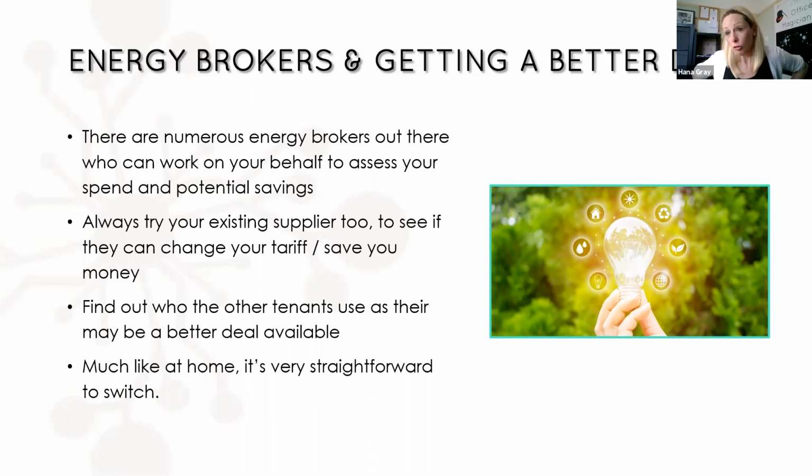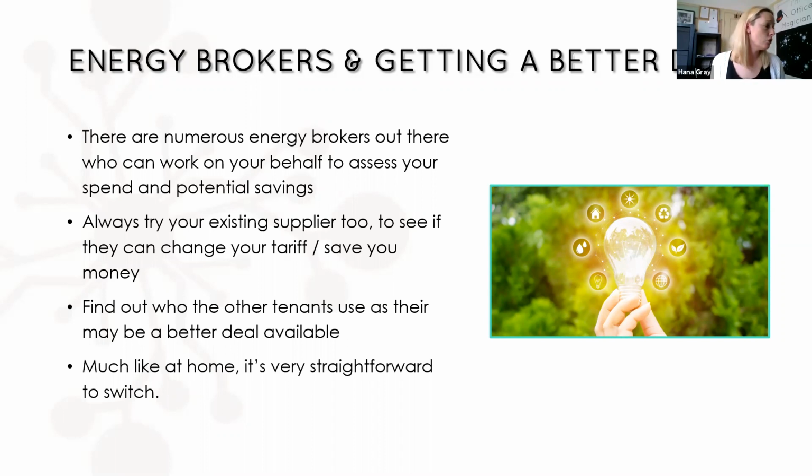There are some great green energy companies out there as well. I'm using one called Bulb at home, and they've not only saved us money, but we know that we're a lot greener. Those kinds of companies exist for commercial properties as well, so have a look at those if you're interested in ticking that green sustainability box.